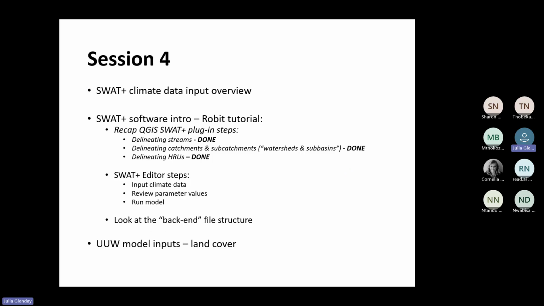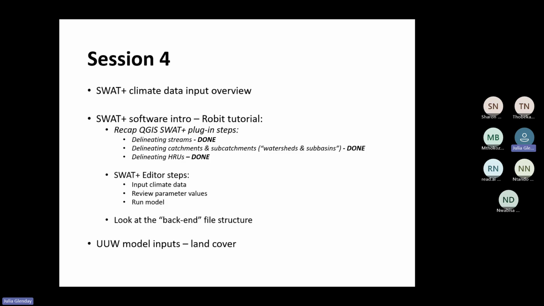So today I want to give you a bit of an intro, like an overview on the climate inputs to SWAT Plus, because that's the next step we're going to do in the tutorial as well. And I'll do a recap of what we did in the GIS steps in the tutorials. That was delineating the streams, catchments and subcatchments, and HRUs. And then the next step in setting up a model is setting up the climate data and the parameter values and running the model, and we'll go through that in the tutorial.